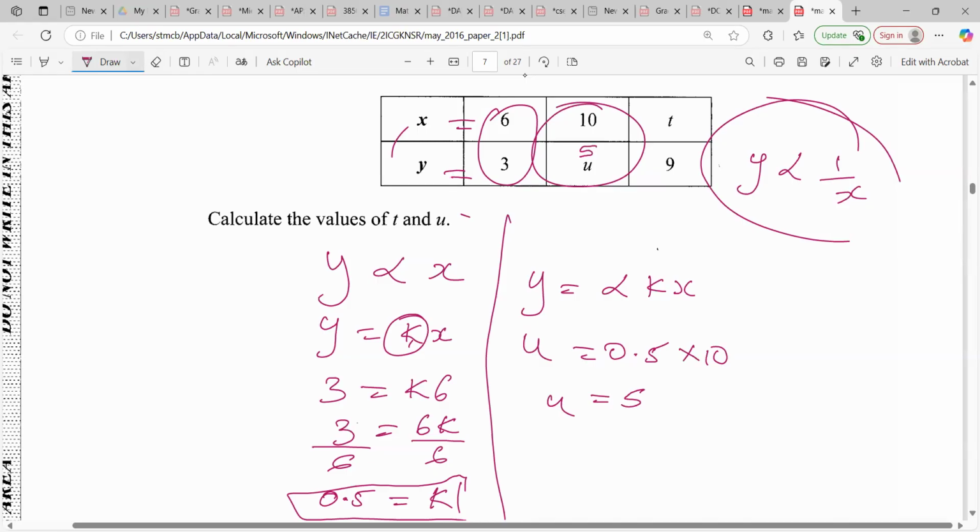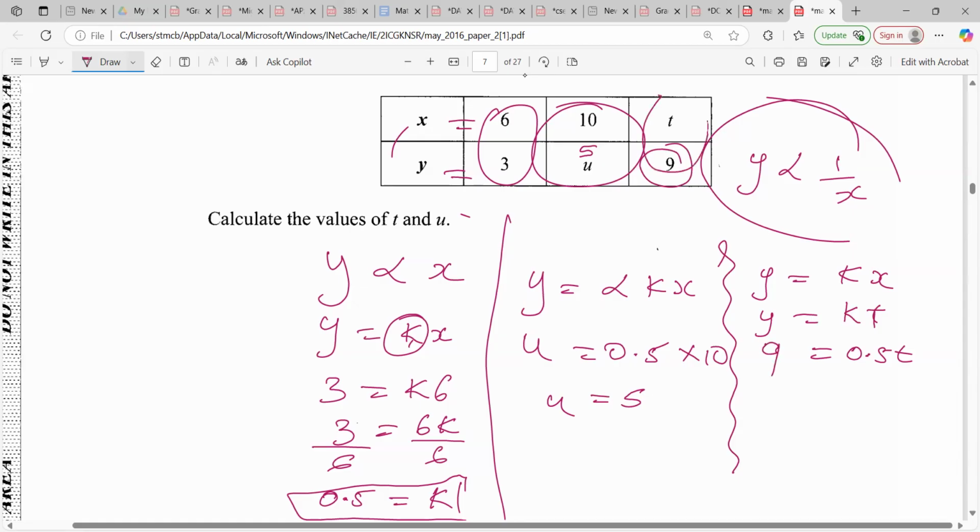Let's use the same formula to figure out t. Remember, t represents the x, right? So y is equal to kx. Well, we're just going to substitute t. So kt. Let's put in the values now. We know that this is 0.5t, and that is equal to the y, which is 9, right? And from there, we know we want to get t by itself, so we do the opposite, divide by 0.5.